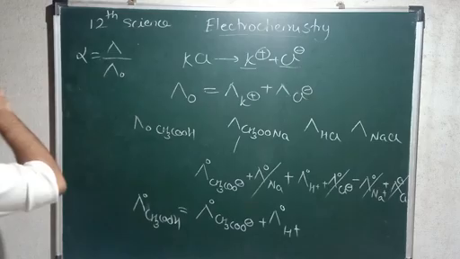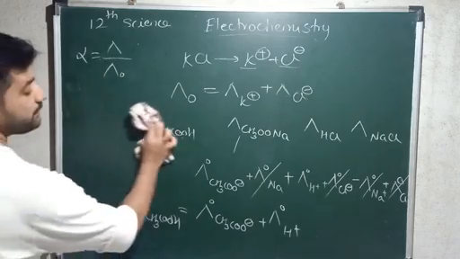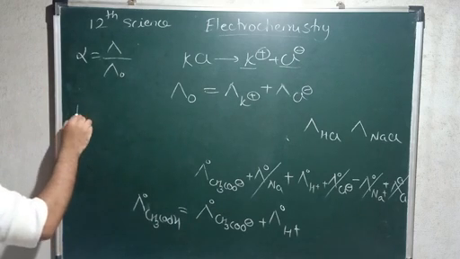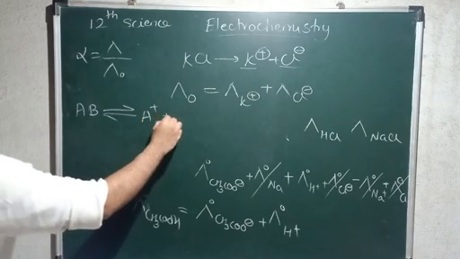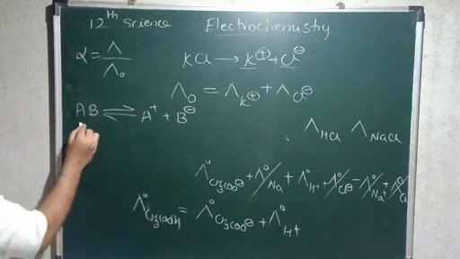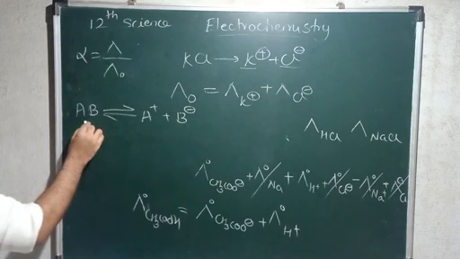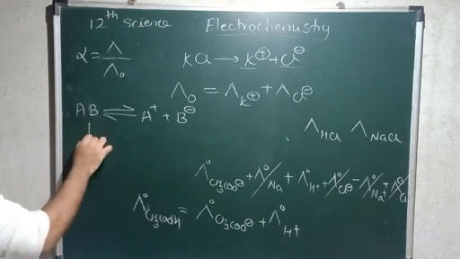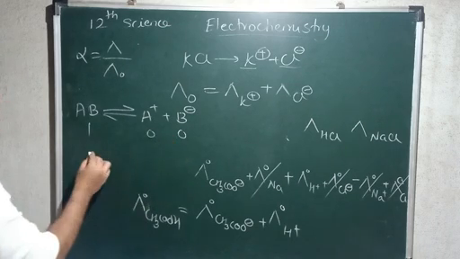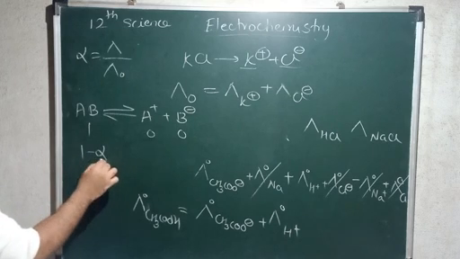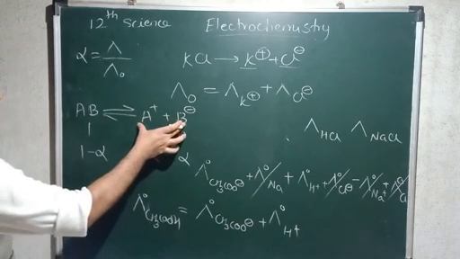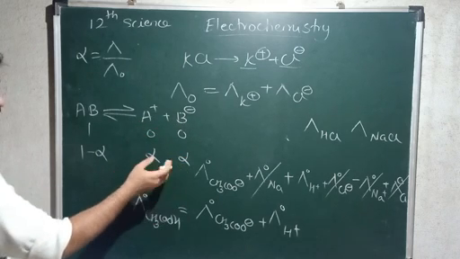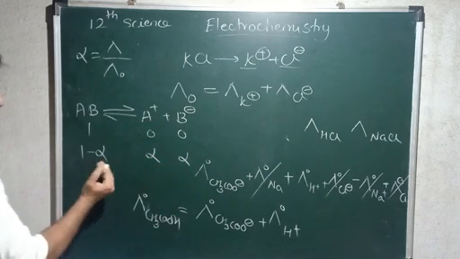If we are having a reaction where AB is dissociated into A plus and B minus, initially this was, let us say, 1, and these were 0. After some time interval at equilibrium, these will be alpha. Means depending upon the degree of dissociation, A plus and B minus ions will be formed. Similarly, this will be reduced from AB.